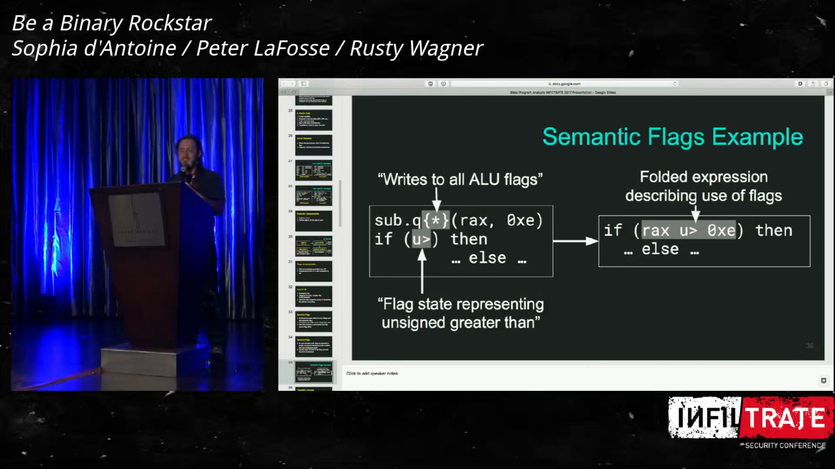And then in the if statement, you see this U greater than. That means that it's the flag condition representing unsigned greater than. So what Binary Ninja does is it sees that read there, the unsigned greater than flag state, tracks it back based on the flags that it needs, and it finds the subtraction instruction. Well, if you're doing a comparison and the source is a subtraction instruction, that's just a simple comparison. So we fold it down into what you see on the right.